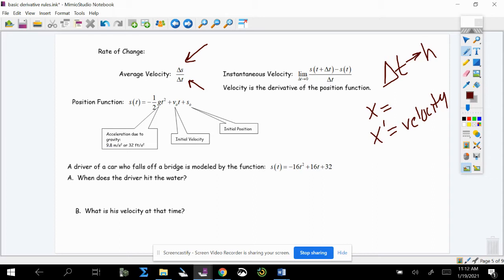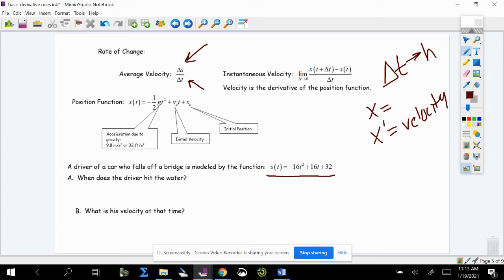So if we have a formula written like this, that's a position function. First of all, I know that because it's a -16, I must be working in feet. Your 16t tells me my initial velocity is 16 feet per second. And then your 32 at the end tells me the initial height of this object. In this case, it's a car that's flying over a bridge. The car starts at a height of 32, and you can kind of picture it going down in a parabola.